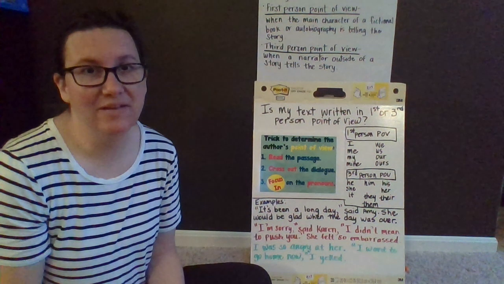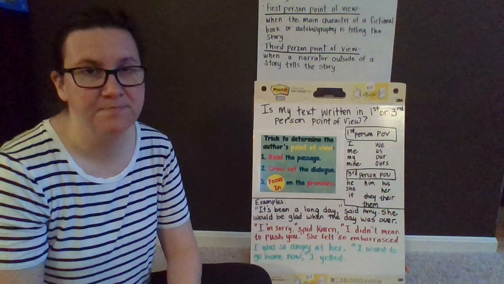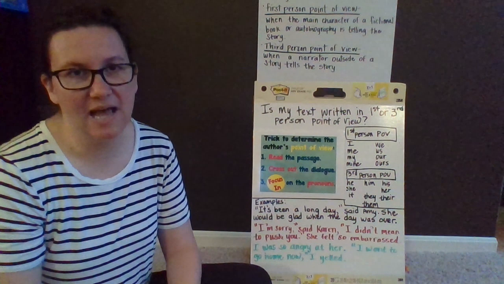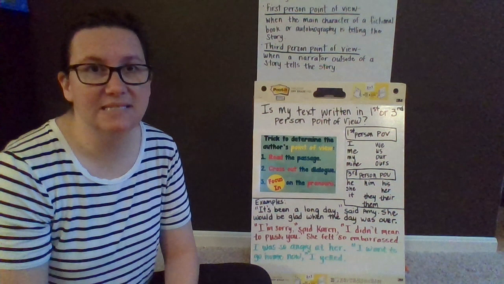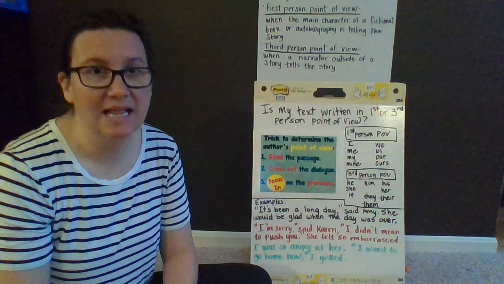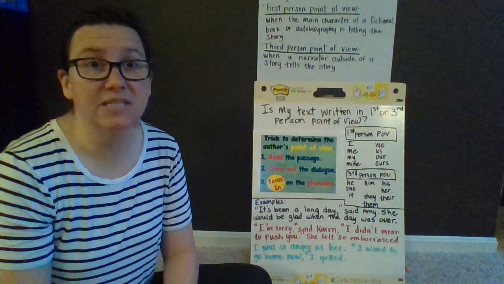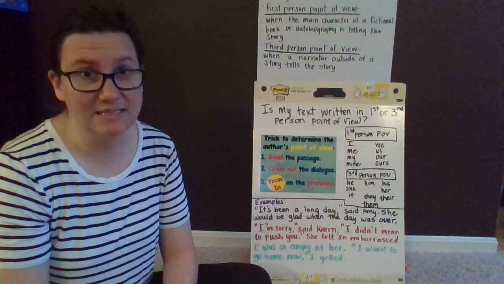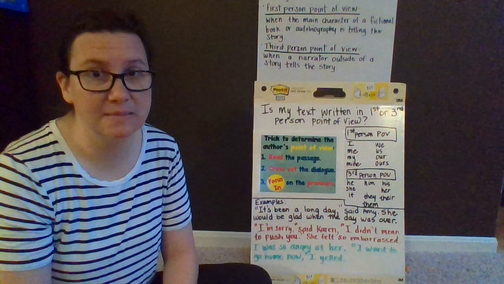Today we're going to talk about how we can tell the difference between first and third person point of view when we're given a shorter piece of text. Sometimes it's easier when we have longer books to tell who is speaking, if it's a narrator inside the story, like a first person narrator, or a third person narrator who's outside of the story and telling it to us.